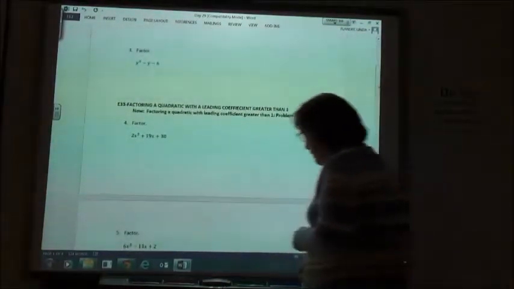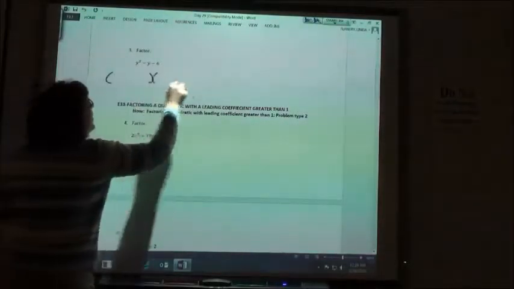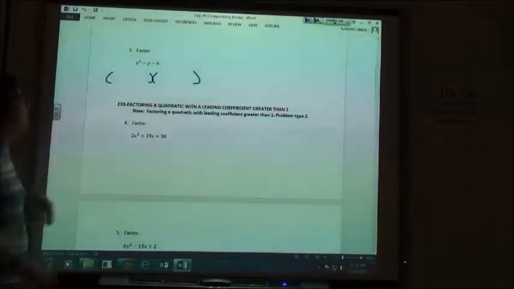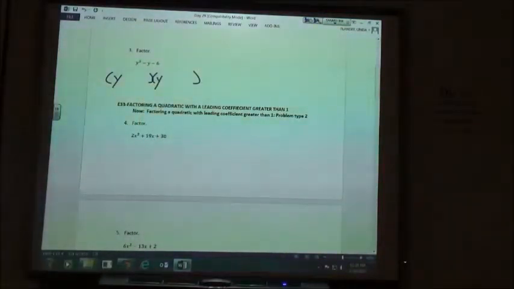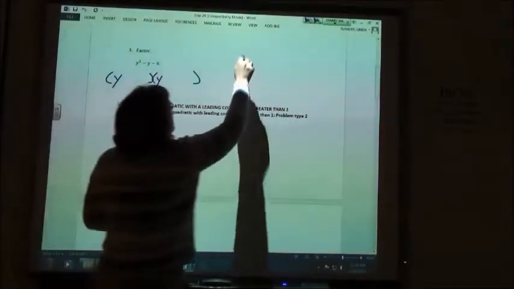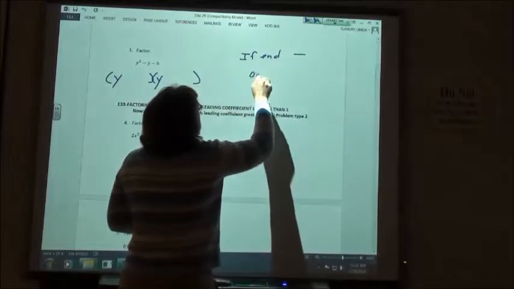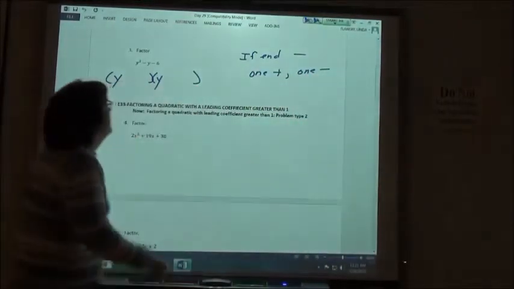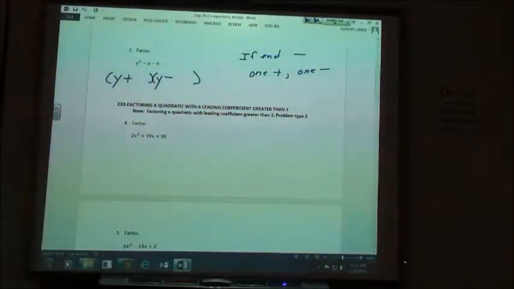Now the third one tells me to factor. Again, it's a trinomial, so I know that I have 2 sets of parentheses, factors of y squared: y and y. This time my end is a negative. If the end is a minus, I'm going to have 1 plus and 1 minus. A positive times a negative is a negative.